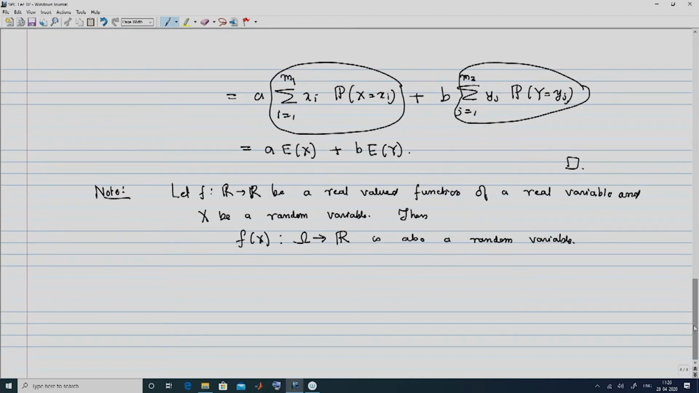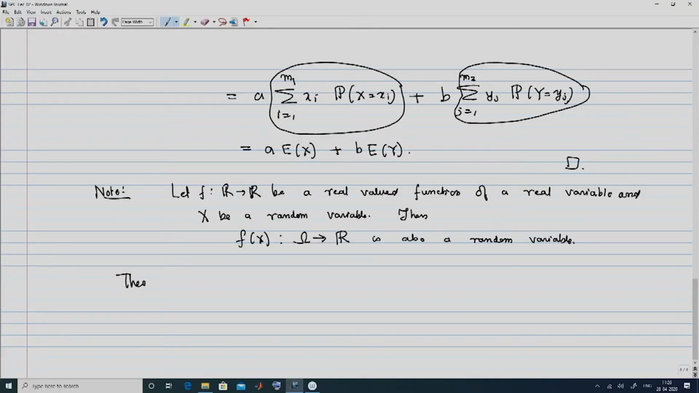So accordingly, earlier I was talking about the random variable x or y, and I talked about the expectation of the random variable x and that of y. Now that I have defined that if x is a random variable and f is from R to R, then f of x is also a random variable, the natural thing to do is to define the expectation of this newly defined random variable, namely f of x. So this brings us to the next theorem, or you can treat it as a definition if you want.